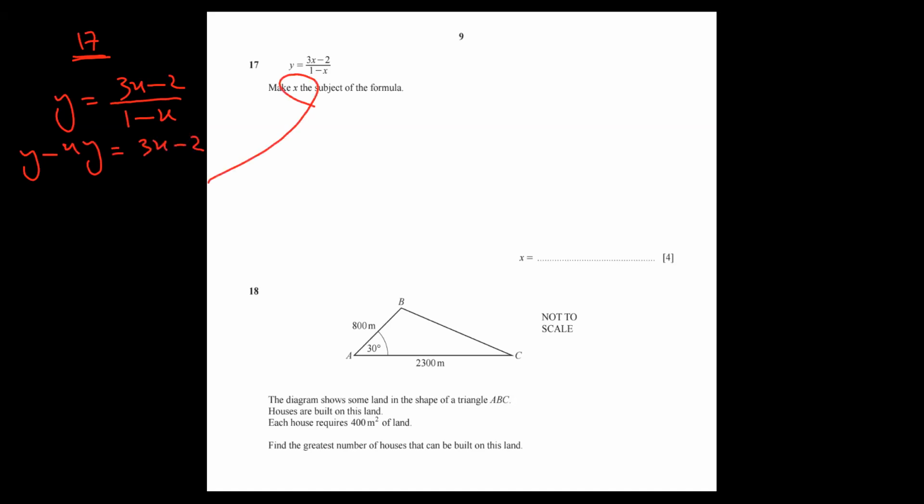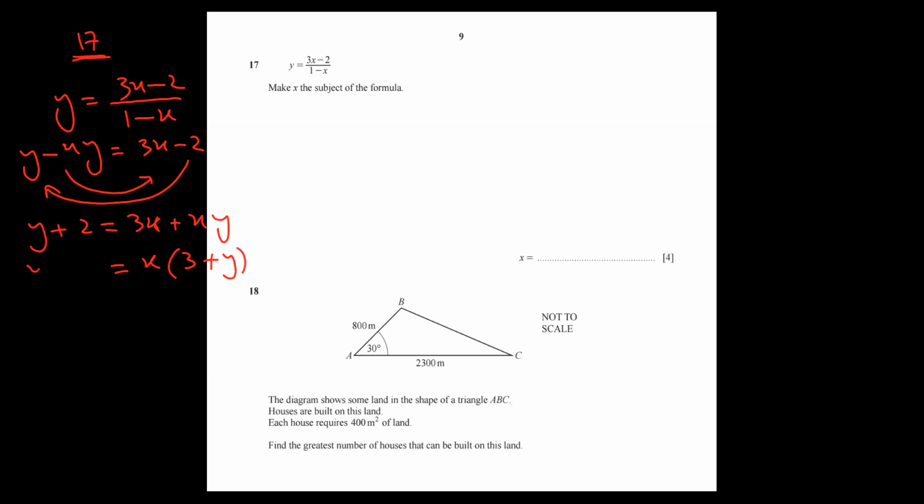My target is to make x the subject, but I have two x's. So this is a positive and this is a negative. If I bring this to this side, both become negative. Better to bring this to the other side and 2 to this side. But if you do it the other way, it is also correct. You have to do one extra step to get the answer. So this is very clear. Now I take x common, so 3 plus y is left inside. So now this whole thing will divide, and I get y plus 2 divided by 3 plus y.